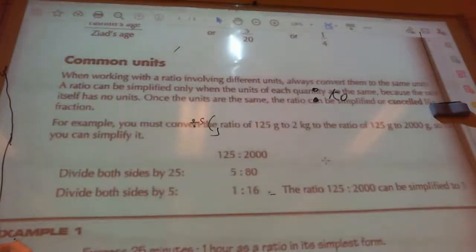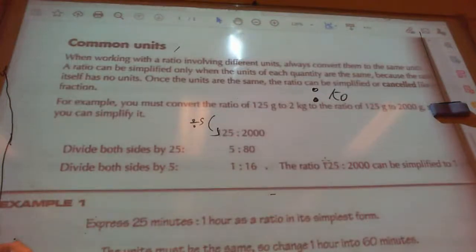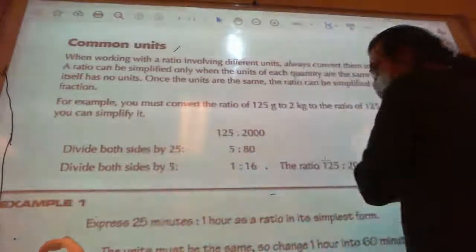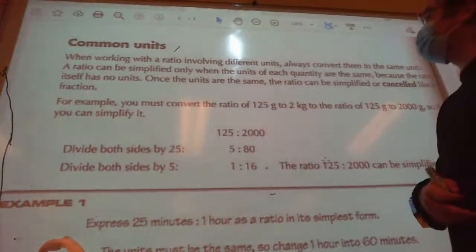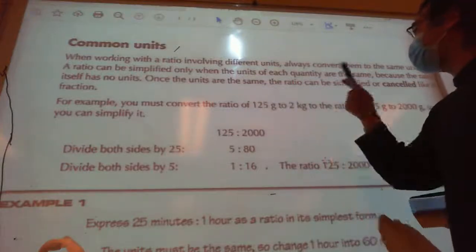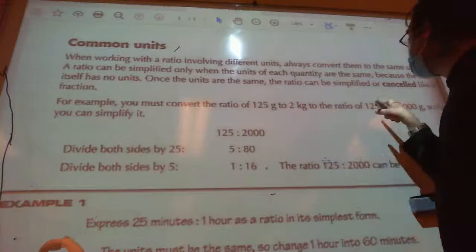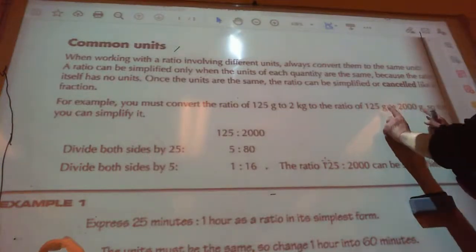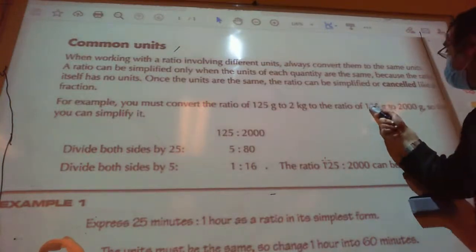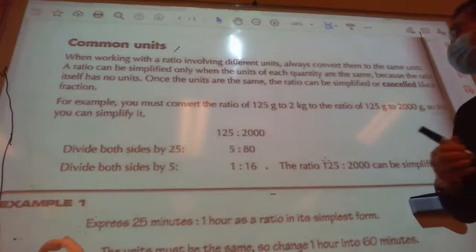So for example, when you need to convert the units in order to compare the ratio and write it in the simplest form, I'm going to convert the ratio of 125 grams to 2 kilograms. So you have to convert 2 kilograms into 2,000 grams. So now you have the same unit. Now you're going to compare 125 to 2,000.